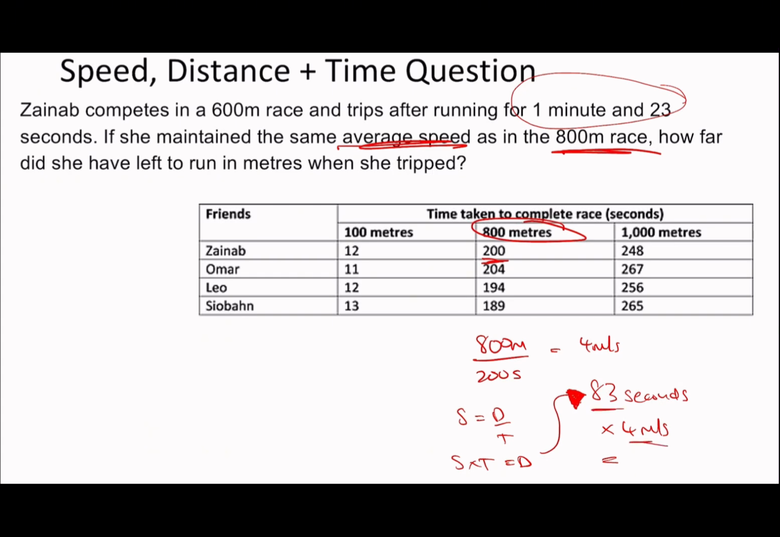When you think about distance, you just know it's speed times time. So 83 times 4 is 332 meters. Okay, so how long does she have left when she tripped? 600 minus 332. Remember, we're not quite done with the question there. It's going to be 268 meters. I just did that in my head, but you can use the calculator as well if you'd like. 268 meters. The answer is that. Okay, great.